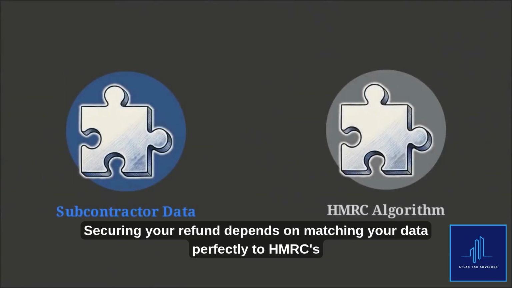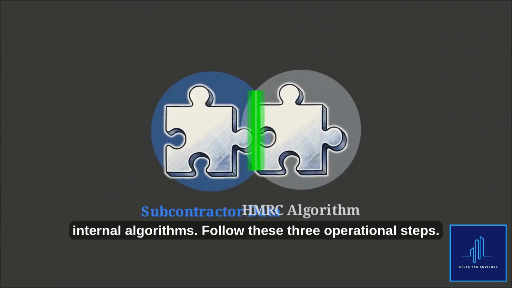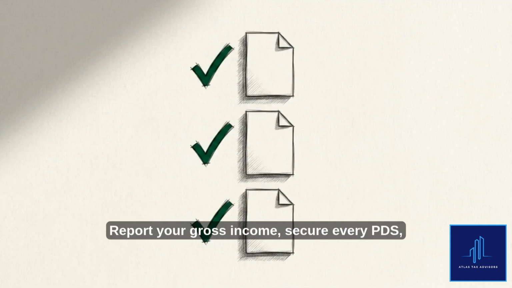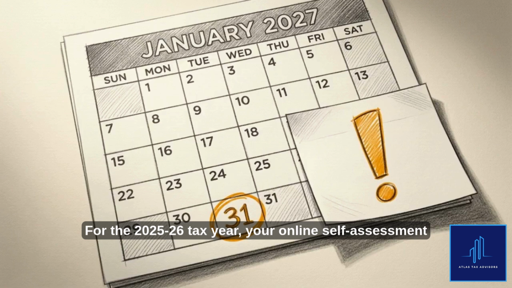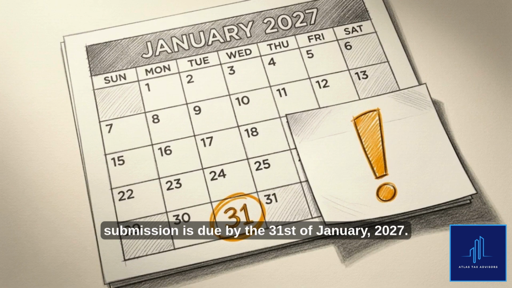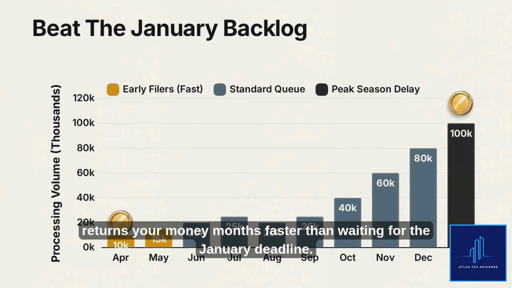Securing your refund depends on matching your data perfectly to HMRC's internal algorithms. Follow these 3 operational steps. Report your gross income, secure every PDS, and reconcile those figures in Box 38. For the 2025-26 tax year, your online self-assessment submission is due by the 31st of January 2027. Filing in April or May clears the HMRC queue and returns your money months faster than waiting for the January deadline.